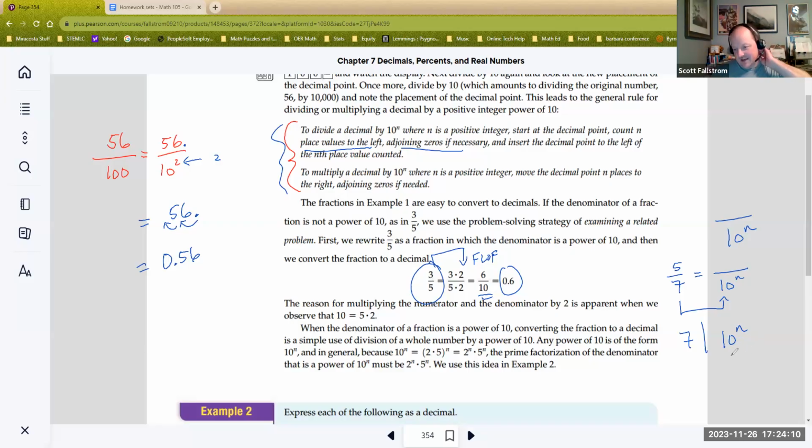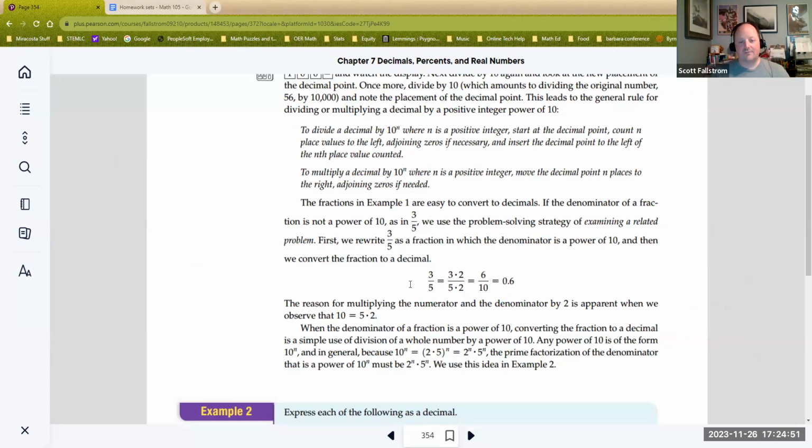10, as we know, is 2 times 5. What does that mean? 7 is a prime number. 7 does not divide 2, and it does not divide 5. There's no way it's going to divide into 10 to the n. It's impossible. So that also means we are very limited in our terminating decimals. Our terminating decimals have to be powers of 2 and 5 only. So that's why this one worked out really nicely. It was 5 to the first power. So if you prime factor and you can get it down into 5s and 2s only, then that decimal will terminate.